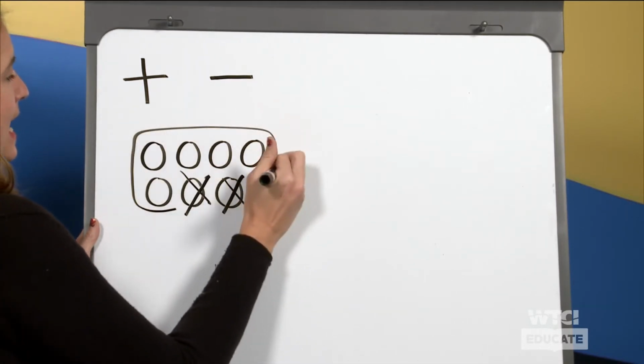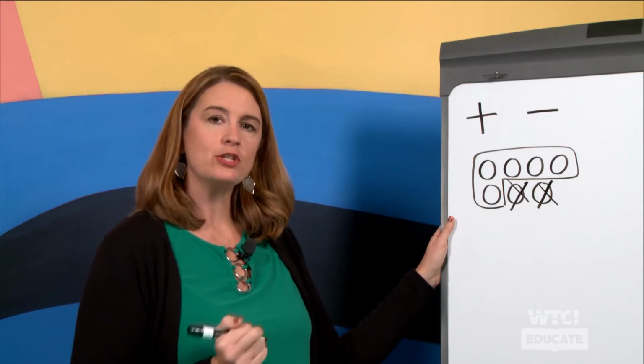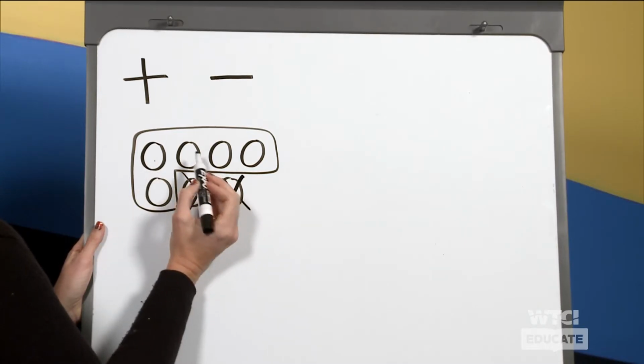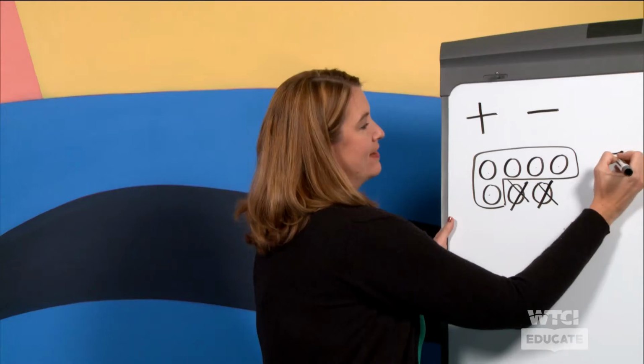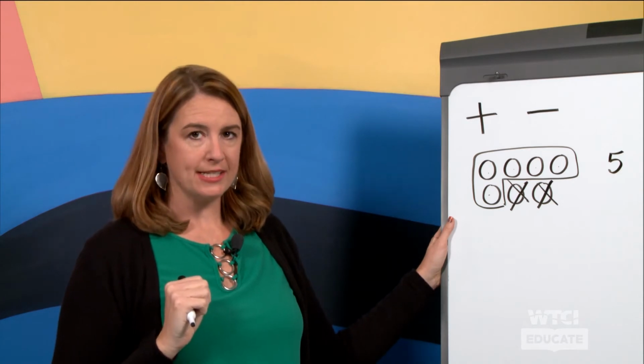All right, friends, how many cars are left? How many are still driving on the road? Let's count and see. 1, 2, 3, 4, 5. All right, so we represented with our objects and solved.